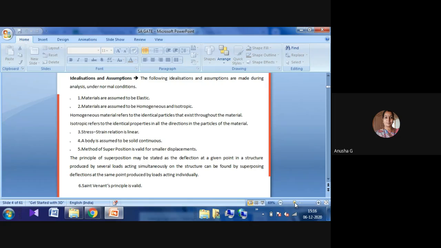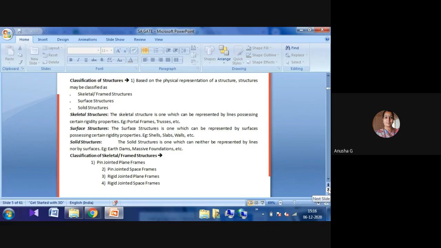In our GATE exams, how will they ask this type of question? In structural analysis, they will ask whether the material is assumed to be elastic or not. Or they will ask whether the stress-strain curve is curvilinear or linear, and you have to choose the correct answer. According to our structural analysis, the main assumption is that the stress-strain curve is linear. That is important to remember.